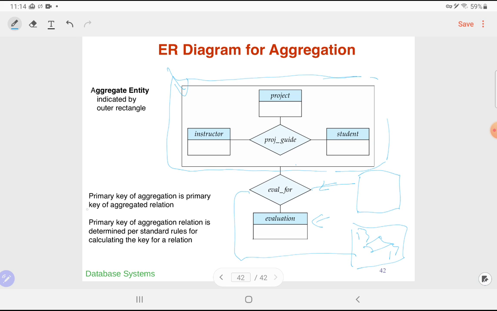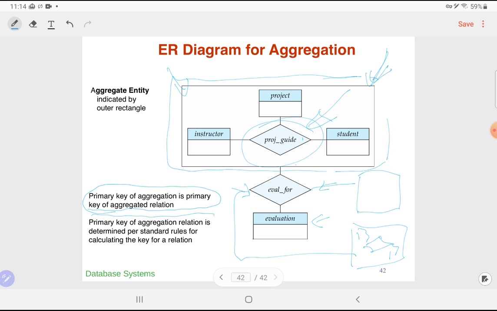Okay. What is the primary key of an aggregation? So what is the primary key of this thing? Not of this thing, but of this thing. The primary key of this is the primary key of this relationship. That's it. That's all that's required. So, dead easy to compute because you've already computed it here.